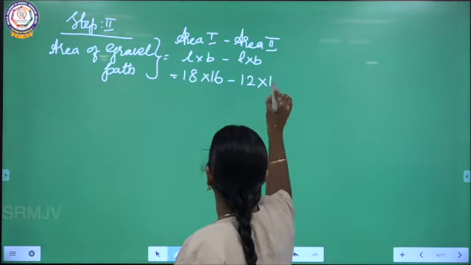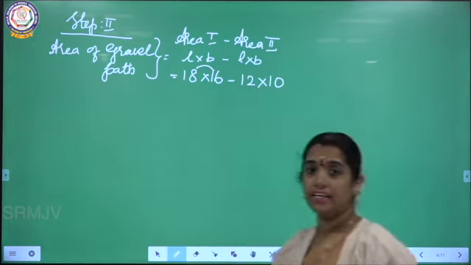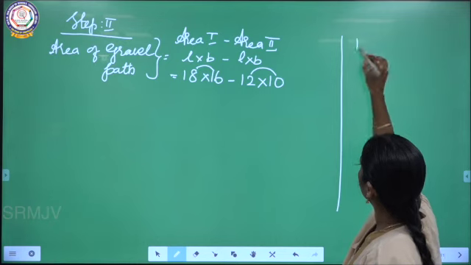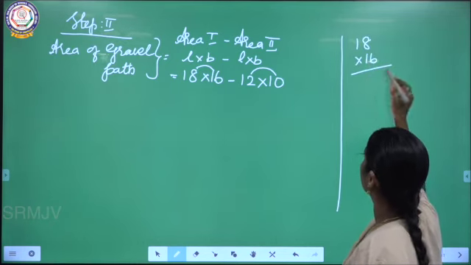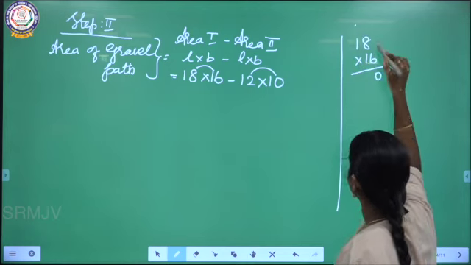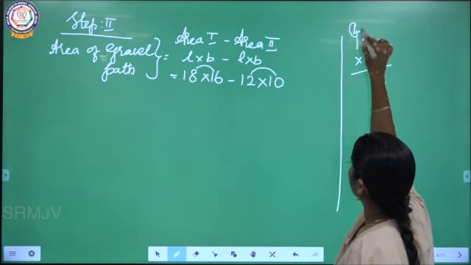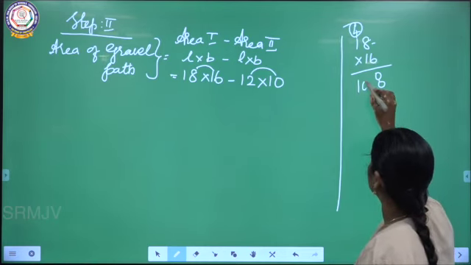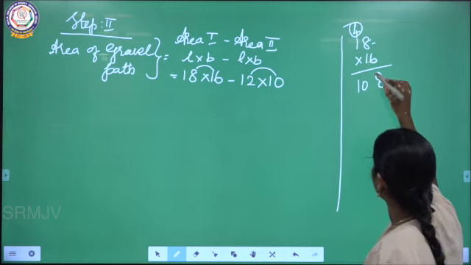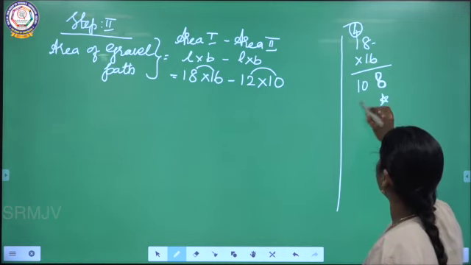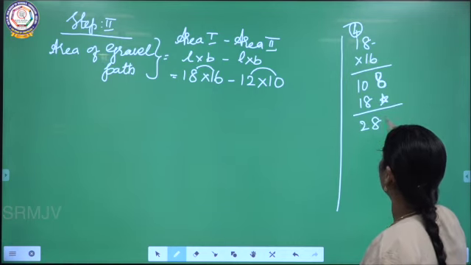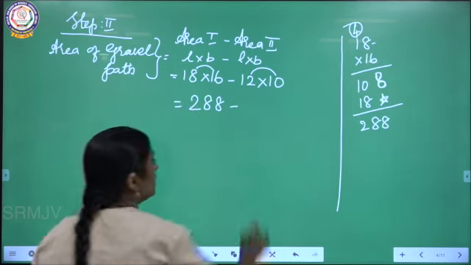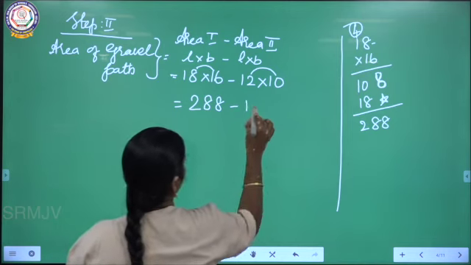12 into 10. Now we are going to multiply 18 into 16 and 12 into 10. So just we do it in the rough column. 6 8s are 48. 4. 6 1s are 6. 6 plus 4 is 10. So the answer is 288. When I multiply this 12 into 10, what is the answer?